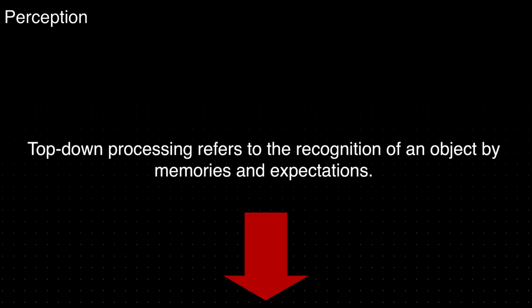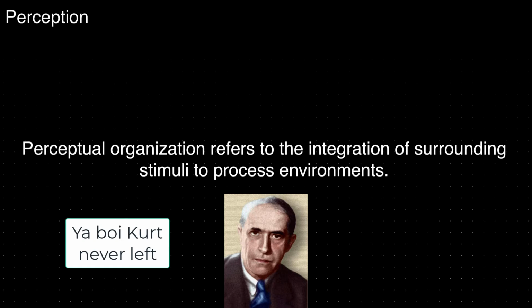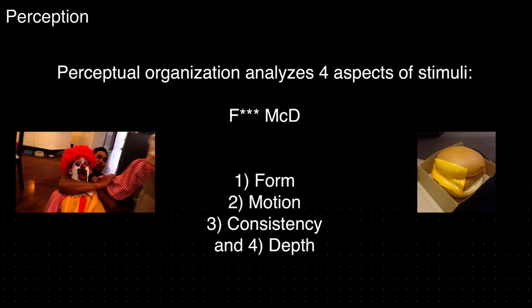Top-down processing refers to the recognition of an object by memories and expectations. Top-down processing is also called conceptually driven processing. Perceptual organization refers to the integration of surrounding stimuli to process environments. Perceptual organization analyzes four aspects of stimuli: form, motion, consistency, and depth.